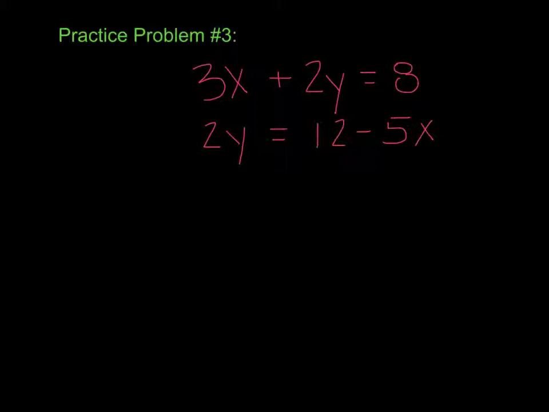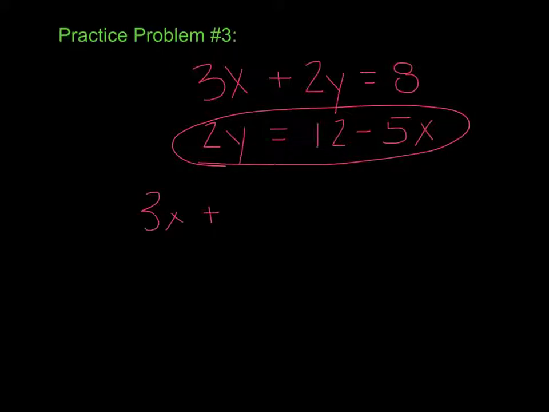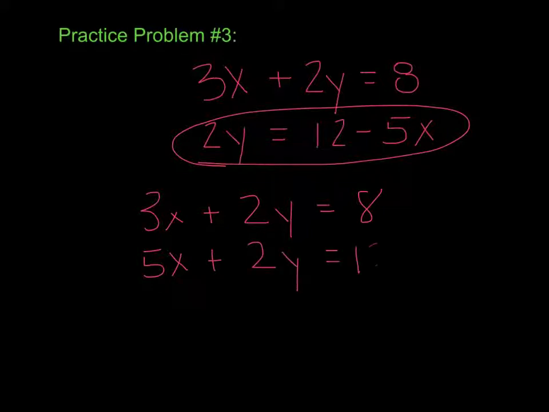On to practice problem number 3. This is the first equation you've seen so far that is not already lined up. The x's are not on top of each other. The y's are not on top of each other. And likewise, the constants are not. But if I take this guy and rewrite it in standard form, I could get the top equation, and then I would get 5x plus 2y equals 12.